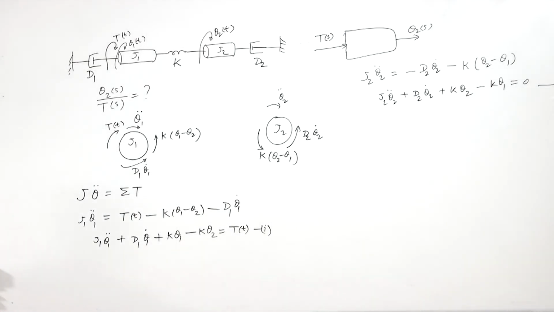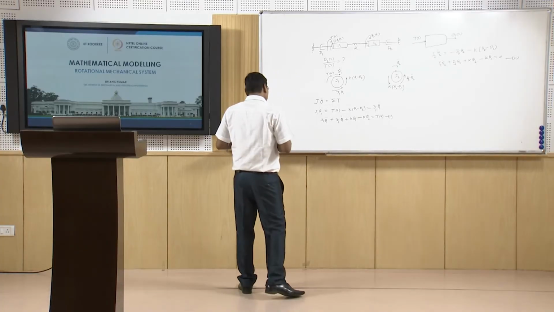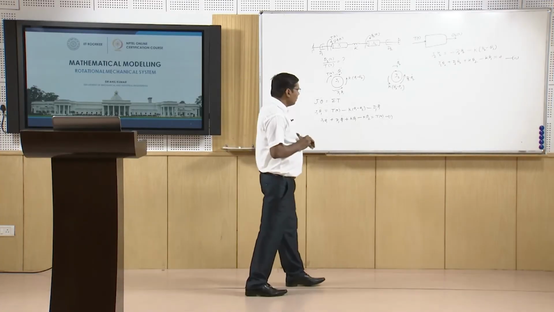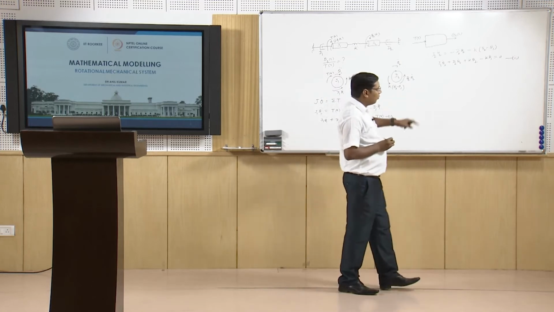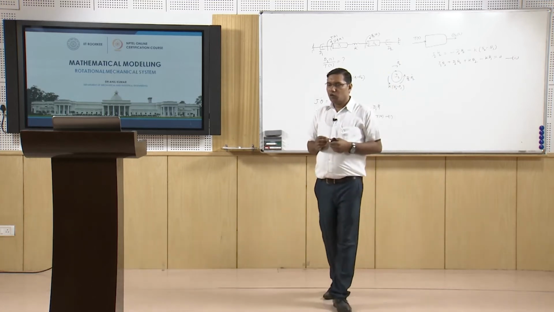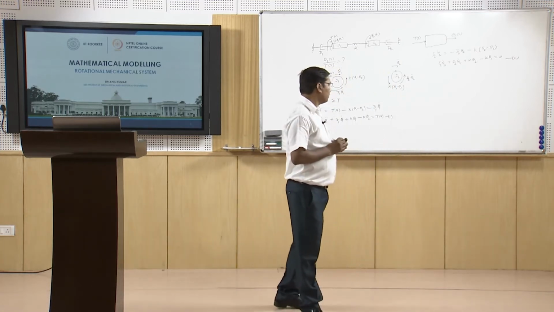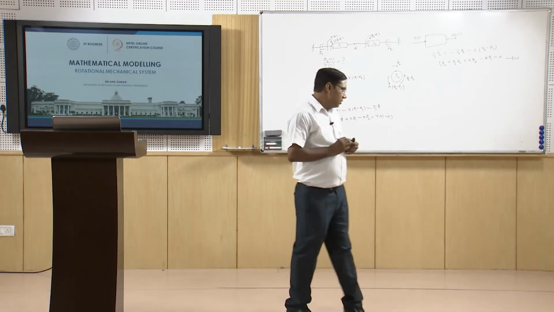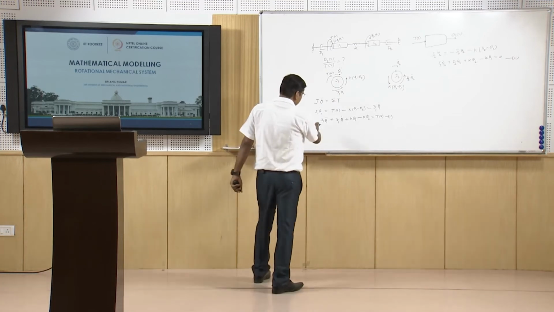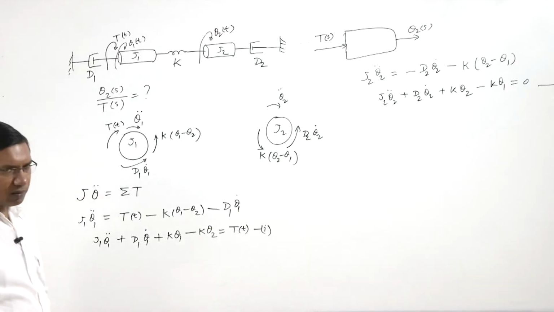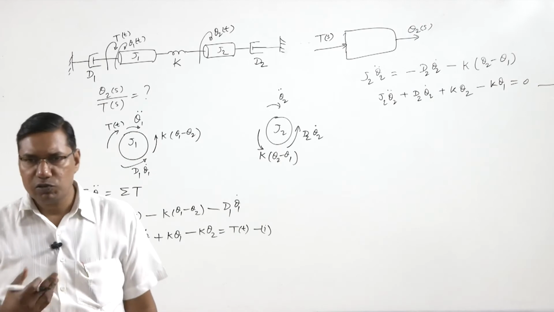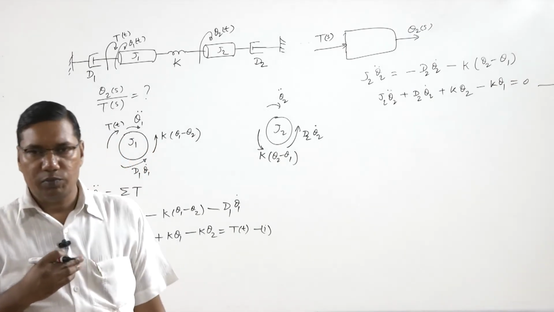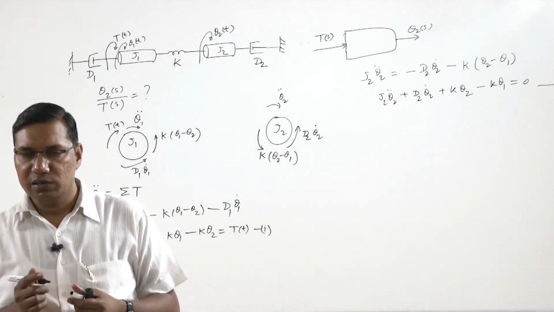So we have found the differential equation for both the inertias. Now we have to find the transfer function. So we have to take the Laplace transform of both the equations. Let's take first the Laplace transform of these equations, and because the objective is to find the transfer function, let's put all the initial conditions zero.